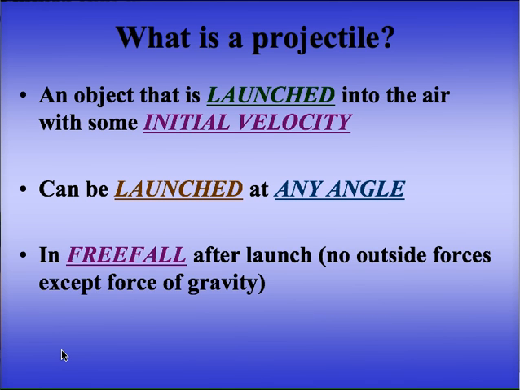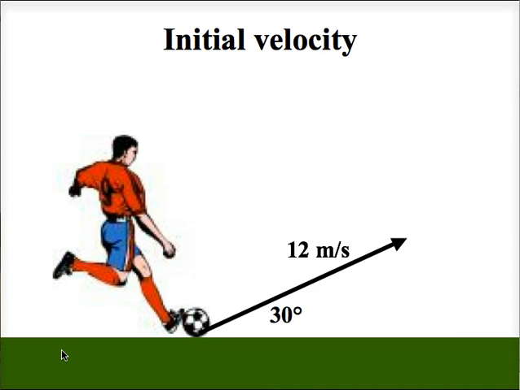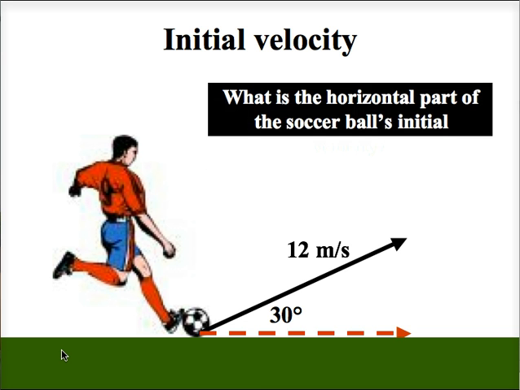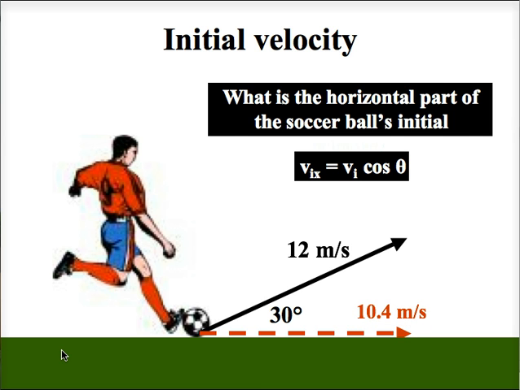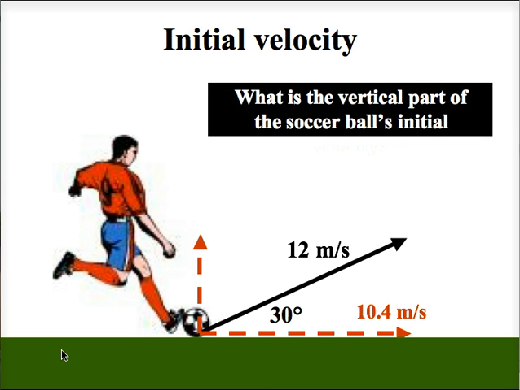But we could have launched them at some angle. So here's a soccer player getting ready to launch a soccer ball at some initial velocity at an angle of 30 degrees above the horizontal. If it's fired at 12 meters per second, we can calculate the components of that vector using our knowledge of vectors. The horizontal part of the ball's velocity is the initial velocity times the cosine of the angle, Vix, in this case 10.4 meters per second. We can calculate the vertical component by using sine. Vi sine theta gives us the vertical component of that velocity, in this case 6 meters per second.